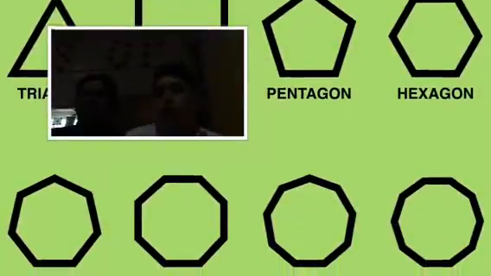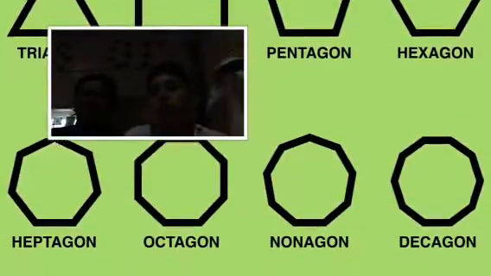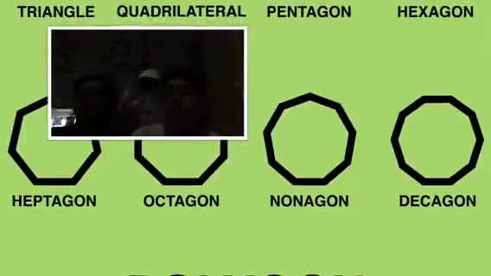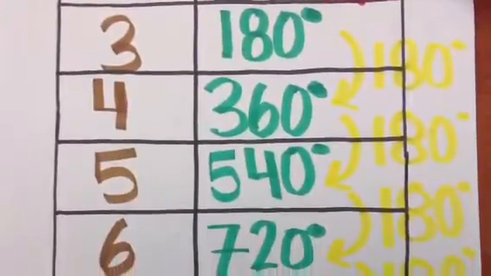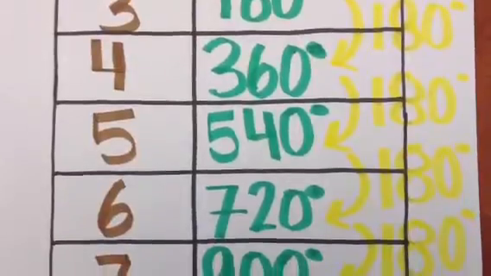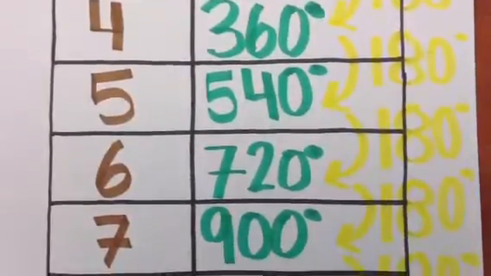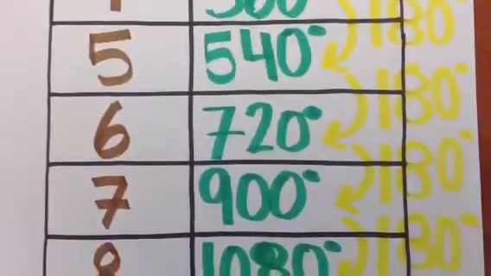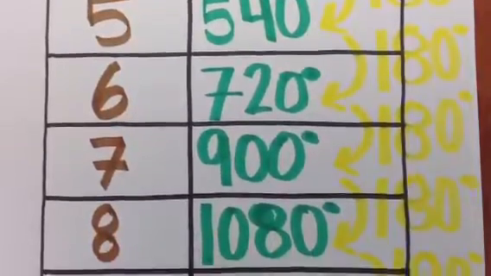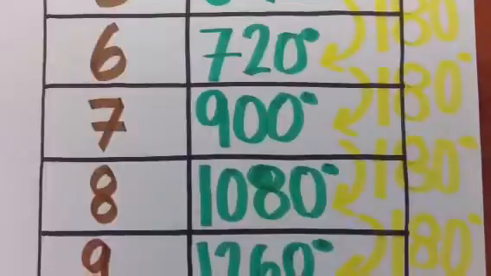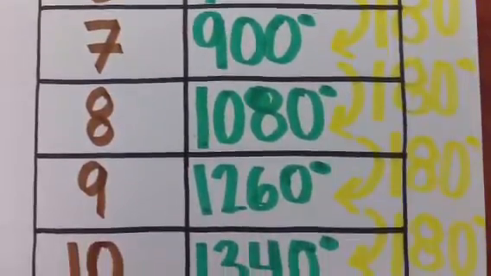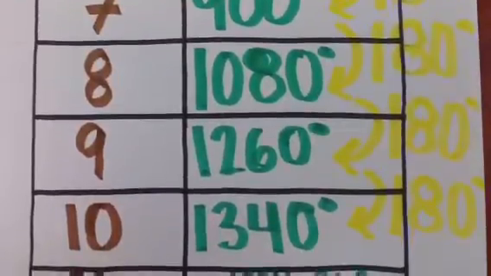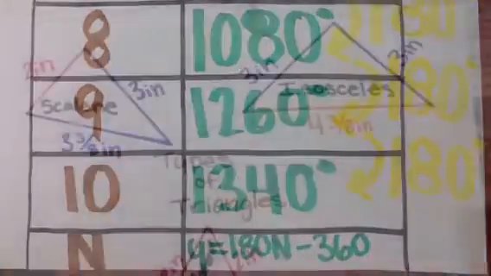Polygons are closed two-dimensional shapes formed by three or more straight line segments. These line segments that form a polygon are its sides, while the endpoints are its vertices. In this table, you can see the number of sides and what the angles add up to. Let's start with 3 sides. 3 sides add up to 180 degrees, 4 sides 360, and 5 add up to 540, and so on. This can be represented by the rule y equals 180 times n minus 360. In this situation, we will let n represent the number of sides.